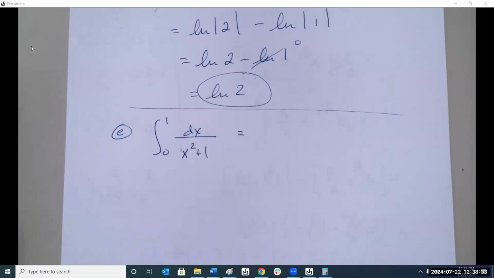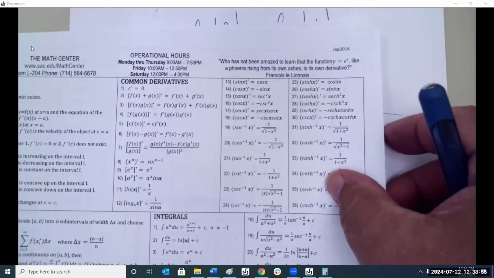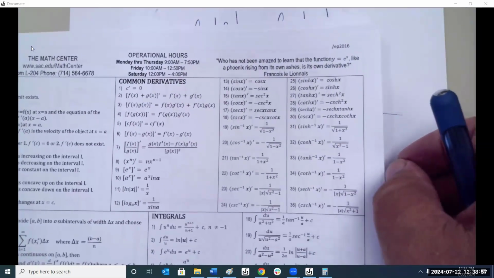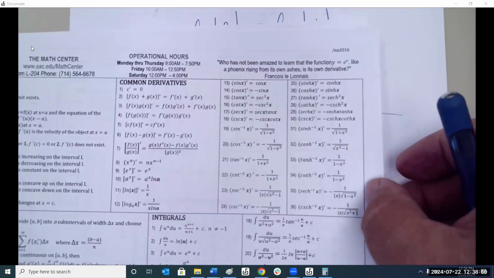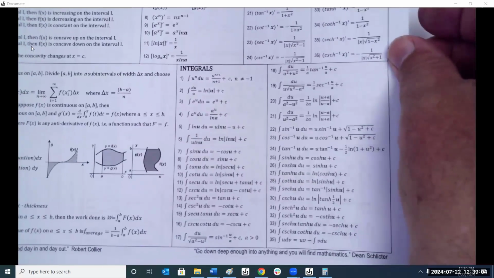So what do y'all think? What does this one look like? Okay. Let me give you this page here. The integrals.